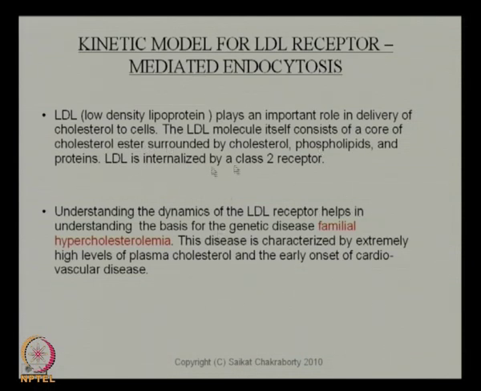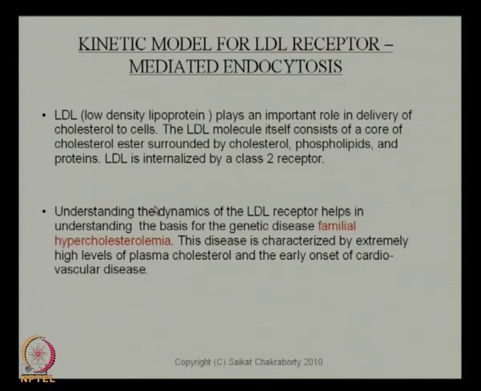LDL internalization, something we had already discussed, is a class 2 receptor process, which means that the coated pits are formed first before the binding occurs. And what we need to understand is the dynamics of the LDL receptor, because this dynamics forms the basis for the genetic disease known as familial hypercholesterolemia. This disease is characterized by extremely high levels of plasma cholesterol and the early onset of cardiovascular diseases.